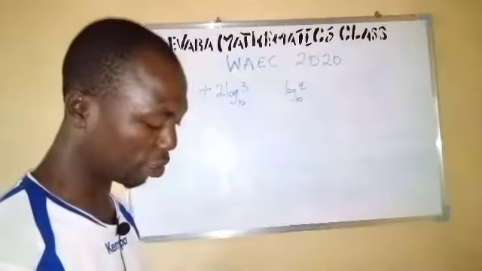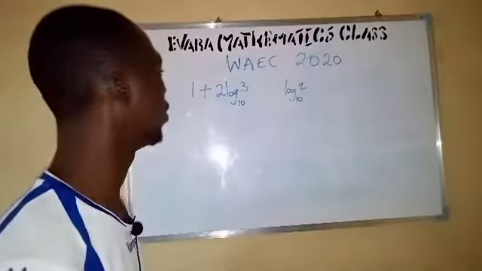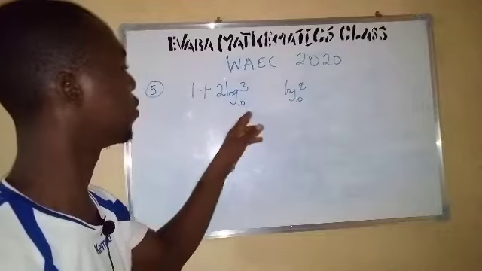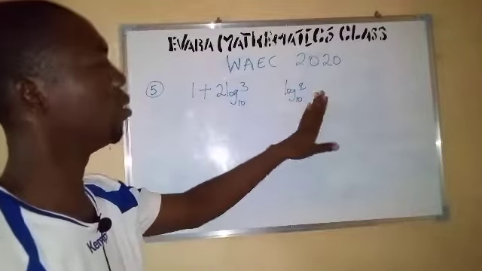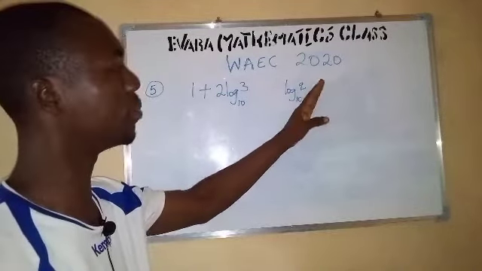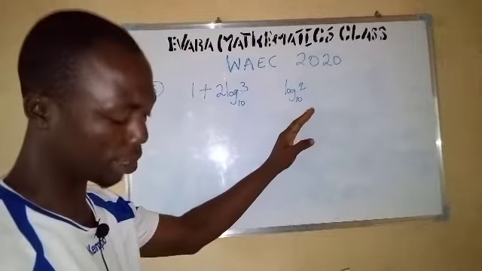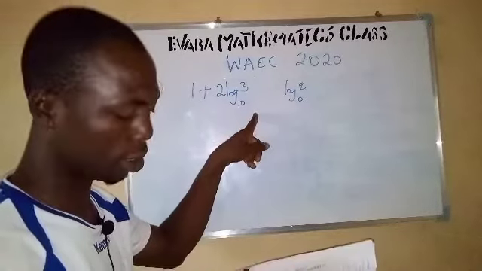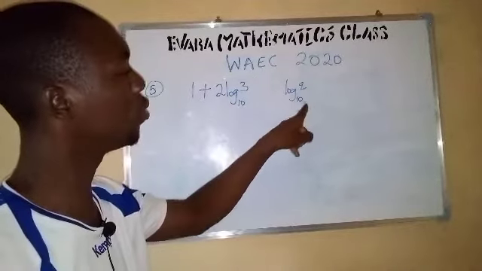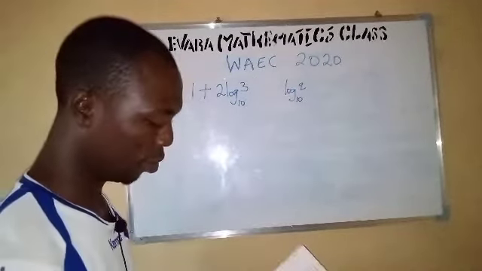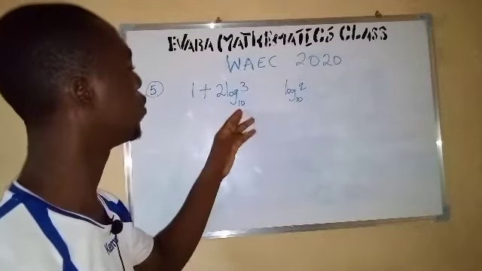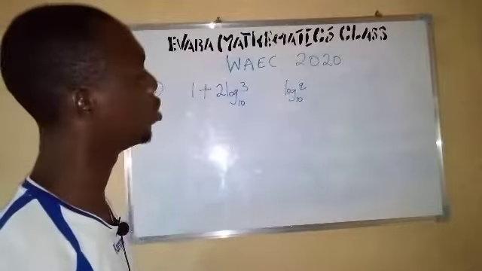So we are still on the WAEC questions. This is question number 5. We are asked to express this in the form of a single logarithm, like log q base 10. Express 1 plus 2 log 3 base 10 in the form log q base 10. So how do we express this as a single logarithm?